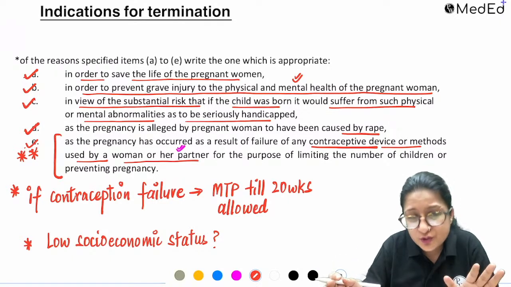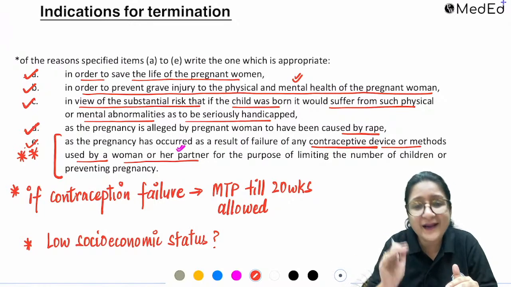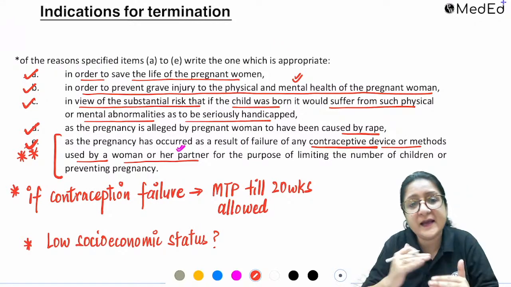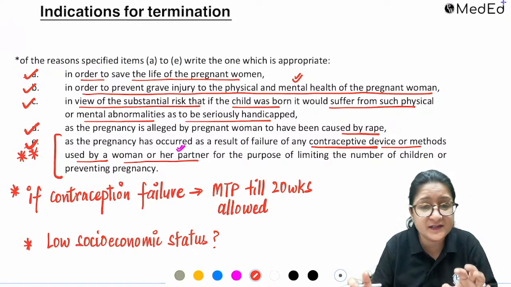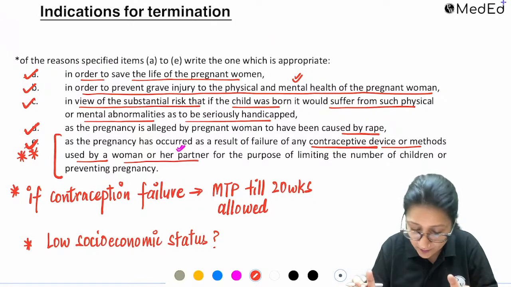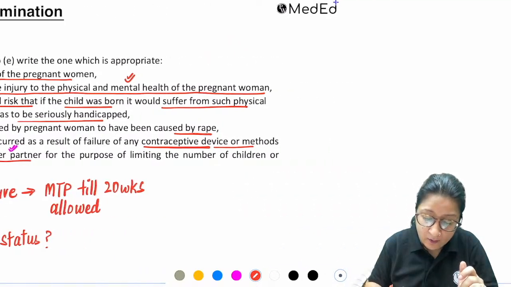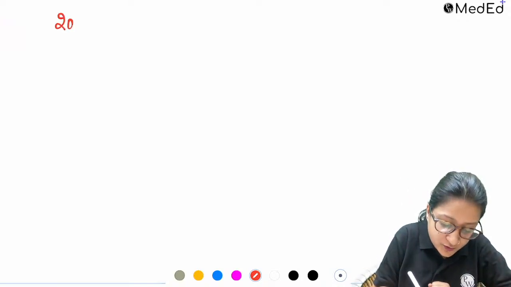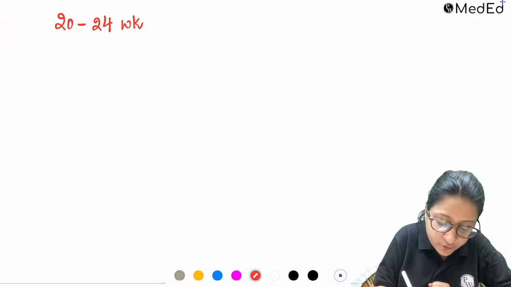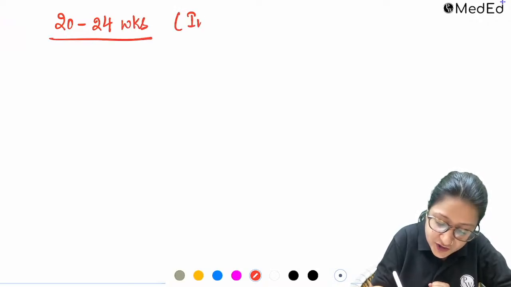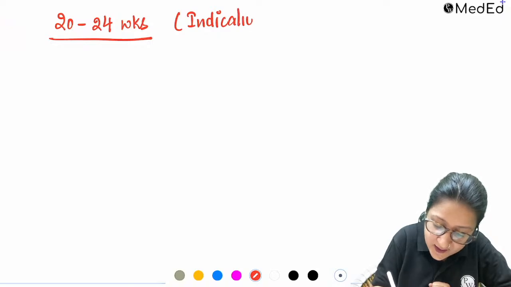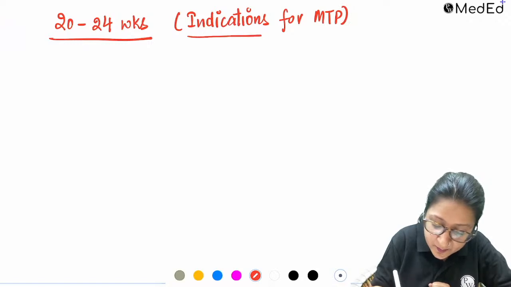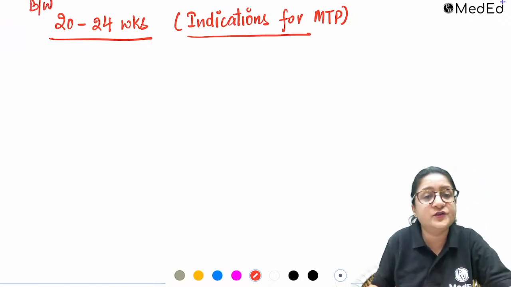ठीक है, तो लो सोशियो इकोनॉमिक स्टेटस जो क्लियर कट डायरेक्टली कोई इंडिकेशन नहीं बनती है, बट उसको हमें कहीं ना कहीं इंक्लूड करना पड़ता है इन द 5 वैलिड इंडिकेशंस दैट आर मेंशन्ड इन द एमटीपी एक्ट. ओके, नाउ there are certain situations where you can do termination of pregnancy between 20 to 24 weeks also. इसके लिए indications mentioned हैं. Indications are mentioned in the act for performing MTP between 20 to 24 weeks of gestation.